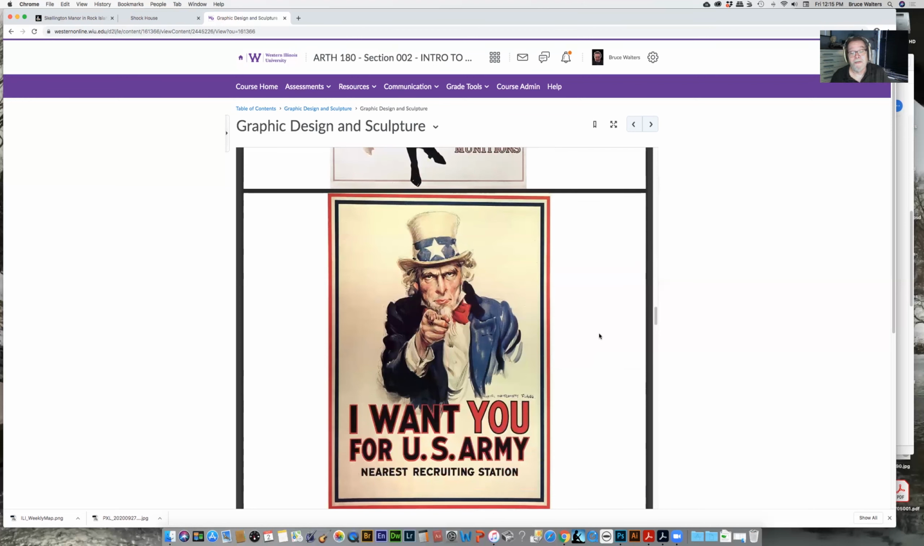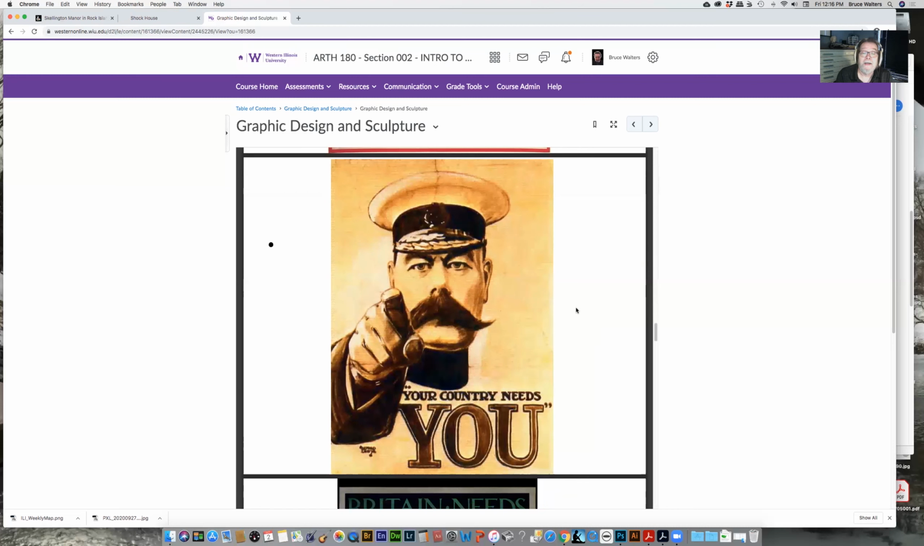Here's an image that we're familiar with. It comes from the First World War. It was adapted and used in the Second, and it's an image that is parodied and still used today. This image comes from another image from the First World War.